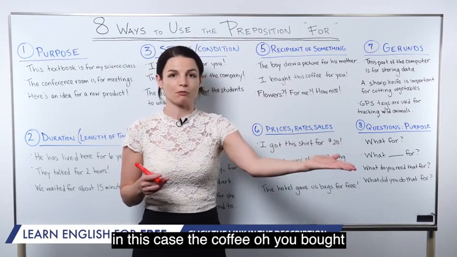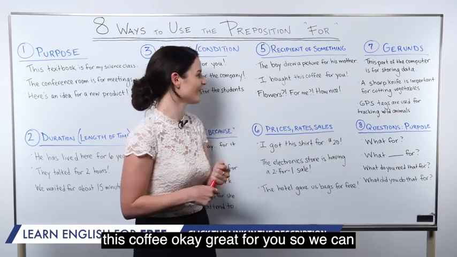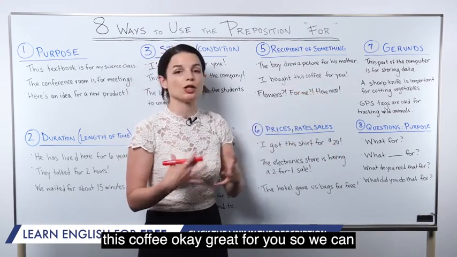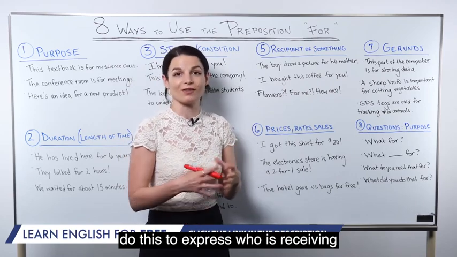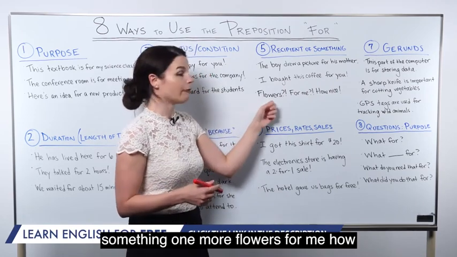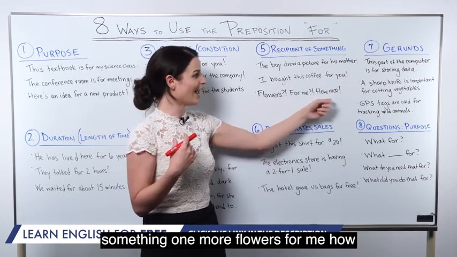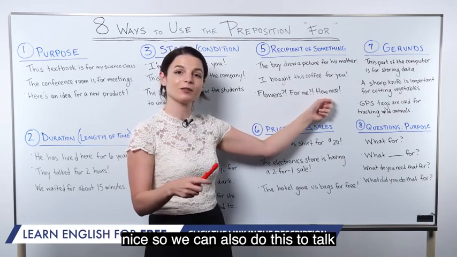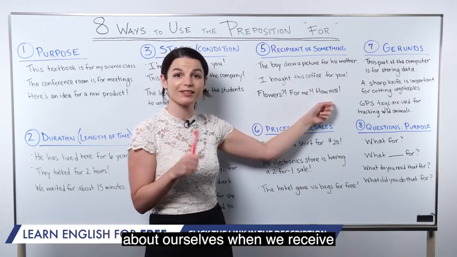So in this case, the coffee. Oh, I bought this coffee. Okay, great. For you. So we can do this to express who is receiving something. One more: Flowers for me? How nice. So we can also do this to talk about ourselves when we receive something.